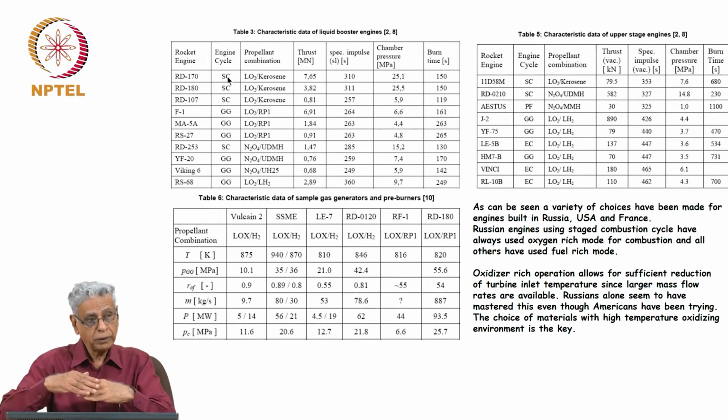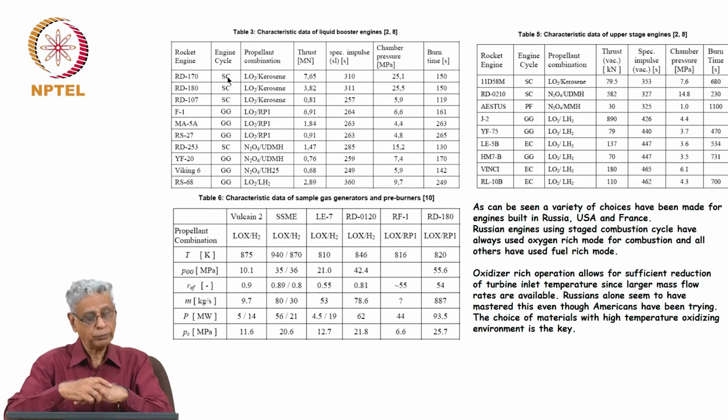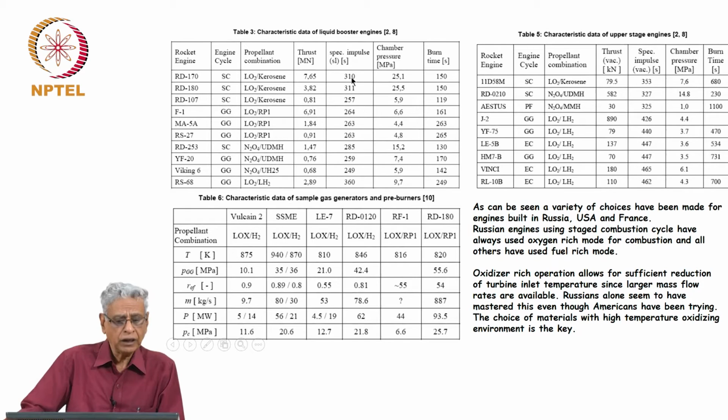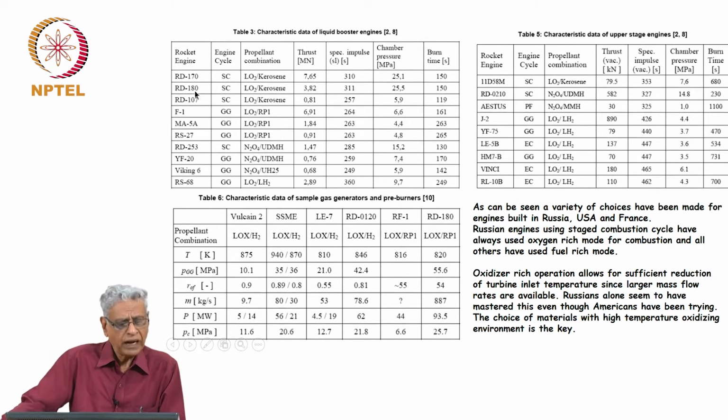So, the pressure in the feed system will always be higher than what is happening in the combustion chamber. Well, its specific impulse is the largest, something like 3100 Newton seconds per kg, if you may say so. Chamber pressure 250 bars, you can imagine how large it is. Burn time is 150 seconds, and its thrust is 7.65 million newtons. So, you will discover that Russian engines use LOX kerosene. F1 uses LOX RP1, RP1 is rocket propellant fuel, which is also a form of kerosene. Then you have a variety of other systems.